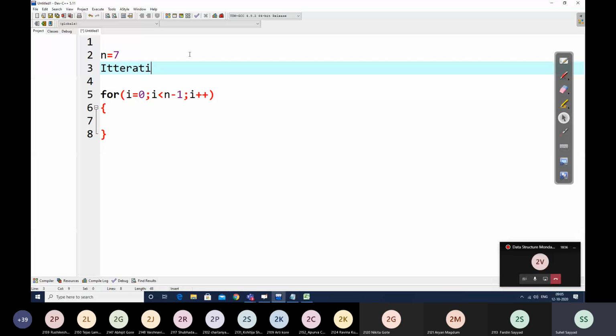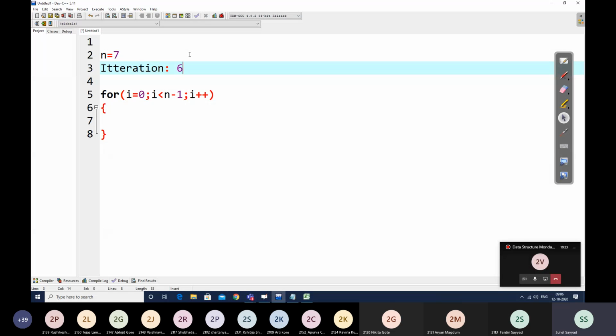I is equal to 0, i less than n minus 1, i plus plus. Very important: it is not i less than n, it is i less than n minus 1. So if I say i less than n minus 1, that is i less than 6, so the last value for i will be 5 in that case.